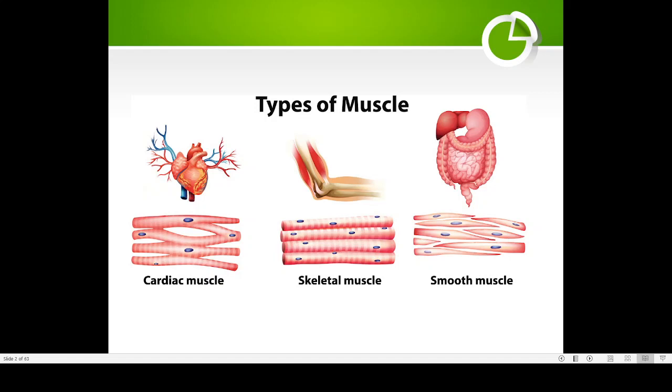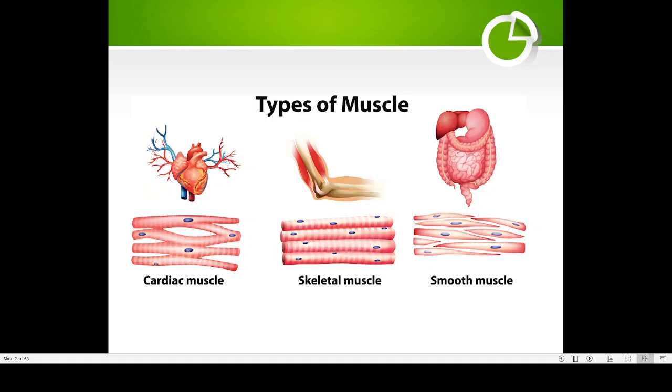So what is expected is regarding the ultrastructure of a muscle. Basically, you have all studied about the different types of muscle. There are three different types of muscles in our body: cardiac muscle, skeletal muscle, and smooth muscle.